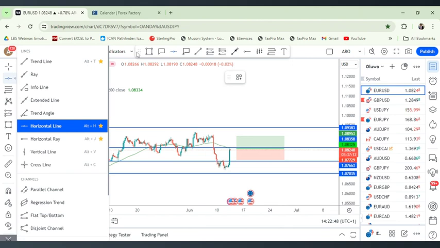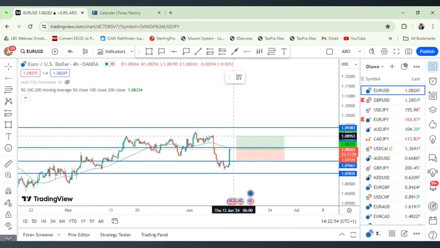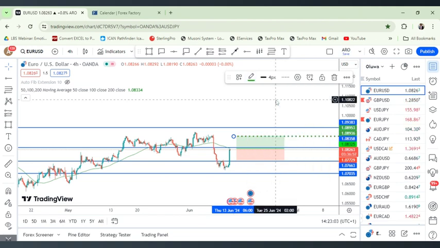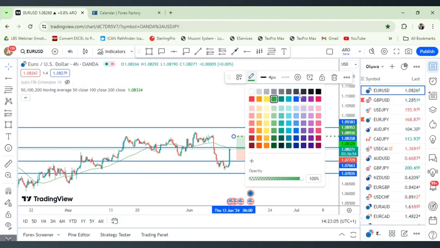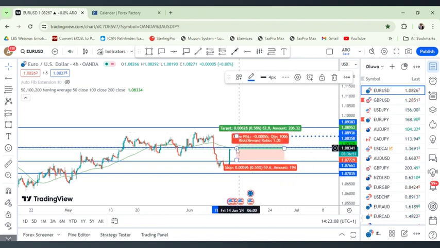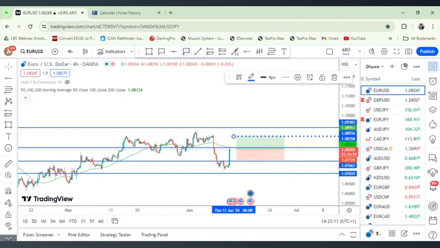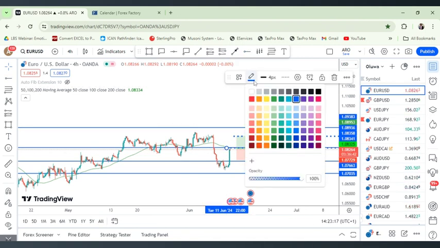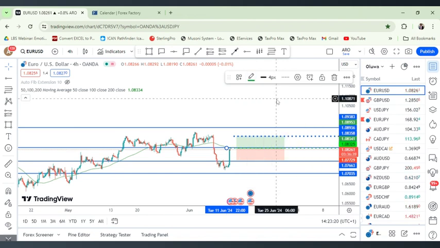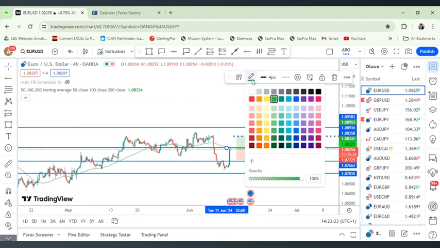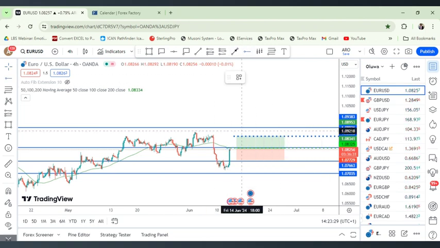Let me use the horizontal ray line. This is our take profit. I will make it green, or possibly blue. Then our entry for this particular trade is going to be somewhere here. I will make it green, that's a sign of traffic that is ready to go. And then the stop loss is going to be somewhere here.